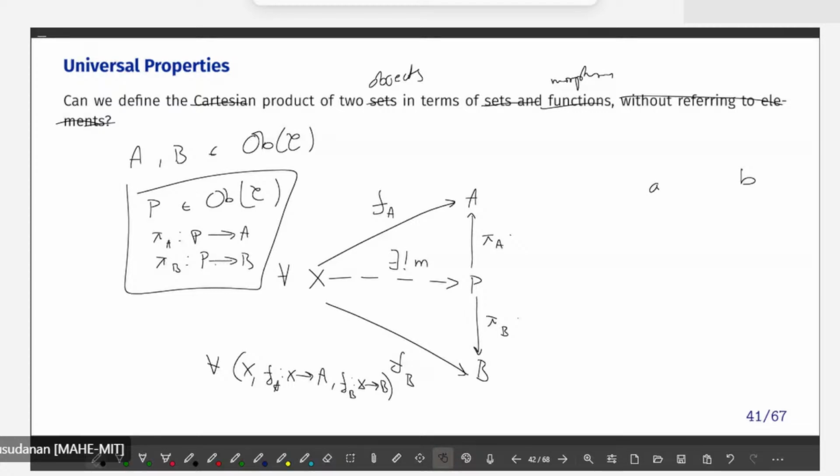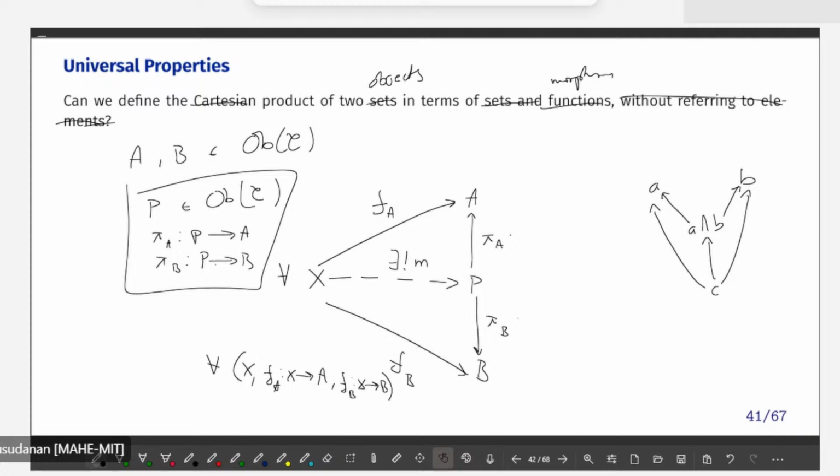In a pre-order or partial order, what is the meet of A and B? It is an element which is less than or equal to both A and B. So it's a lower bound of A and B, but additionally satisfying what property? If you have any other lower bound, then that is also less than or equal to the meet. Compare.